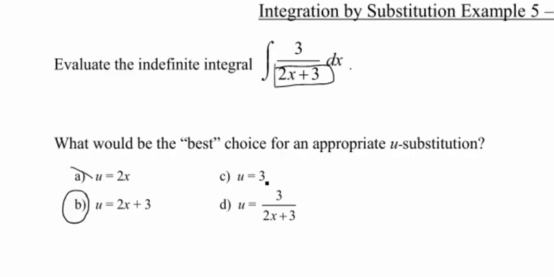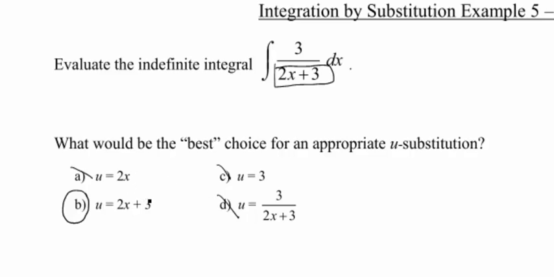3: constants are never good choices, because what are their derivatives? 0. Don't want that. And then using the whole function is probably not a good idea either, because remember, you want to pick your u substitution so your integral is easier, not the exact same thing. If you have to do the derivative of this function, you're either going to have to rewrite it and use a chain rule, or oh my gosh, I might have to use a quotient rule, or it's going to be ugly. Using this particular substitution would not make it easier.